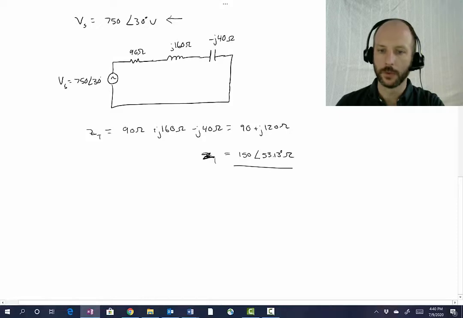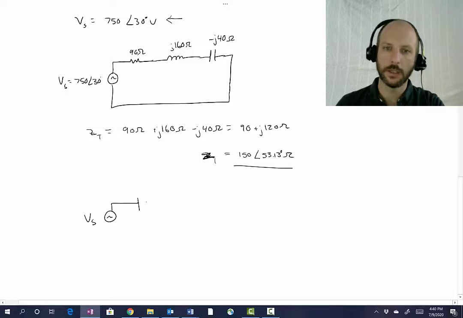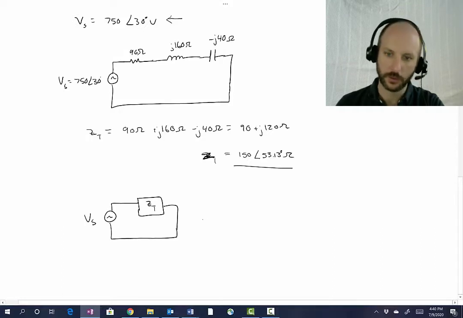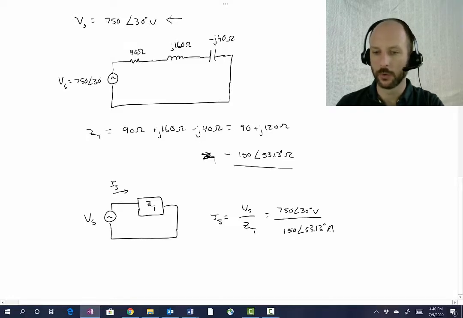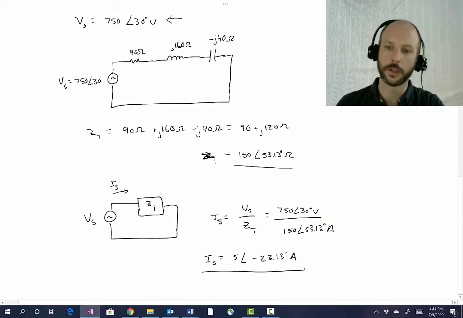The reason we do that is because we want to solve for I, the phasor domain I, just by dividing total voltage by total impedance, as I'm showing in this circuit model. So we just take Vs divided by ZT, and throw those numbers in there. I'm using polar form here, so 750 angle 30 divided by 150 angle 53.13. Do that because division is easiest in polar form. So that gives us an answer of 5 at angle negative 23.13 degrees amps. It's just 750 divided by 150 is 5, and 30 minus 53.13 is negative 23.13 degrees.